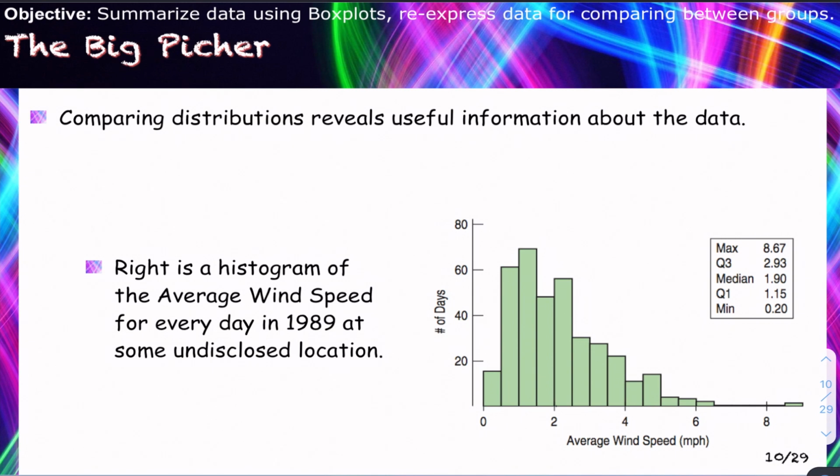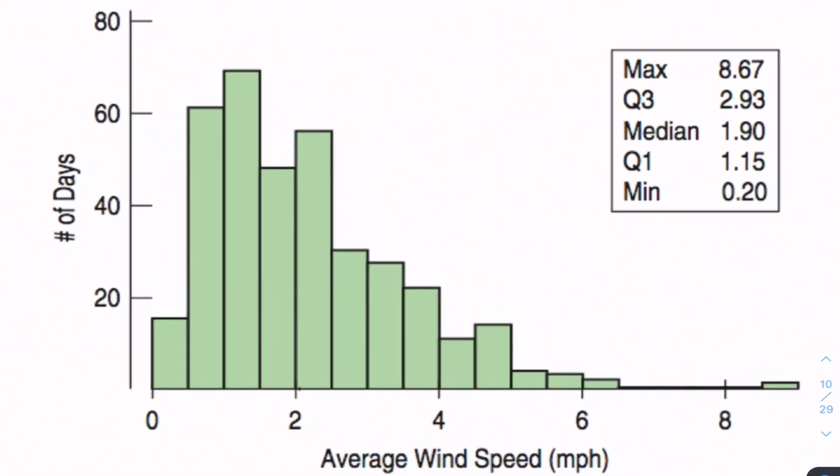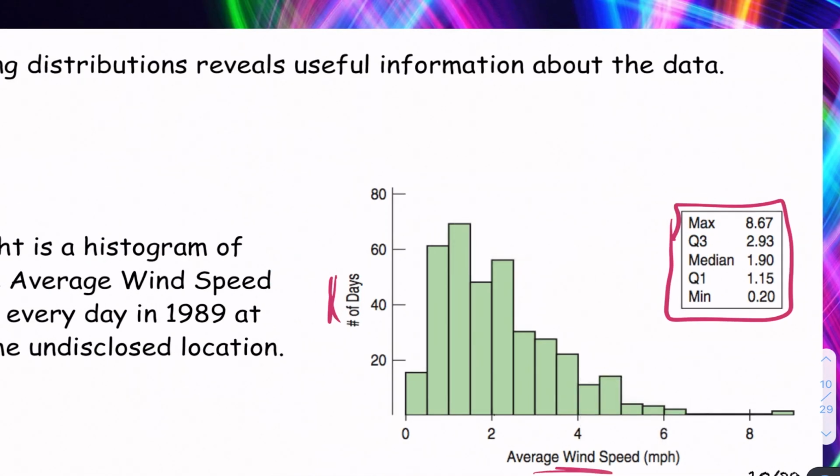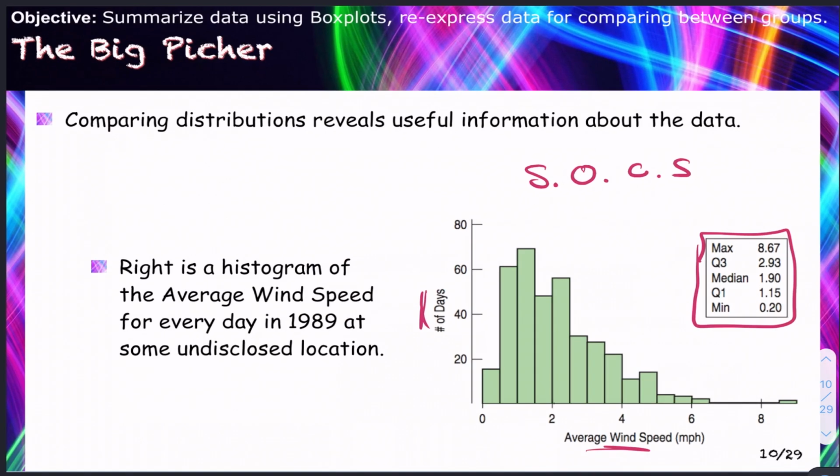So if we're looking to compare distributions, comparing distributions reveals useful information about the data. To the right is a histogram of the average wind speed for every day in 1989 at some undisclosed location. Okay, so if we look at this, the beautiful thing about this chart is we have our axes labeled, we have our 5-number summary. And when you're writing this up, we are going to always remember our SOCS: shape, outliers, center, and spread.